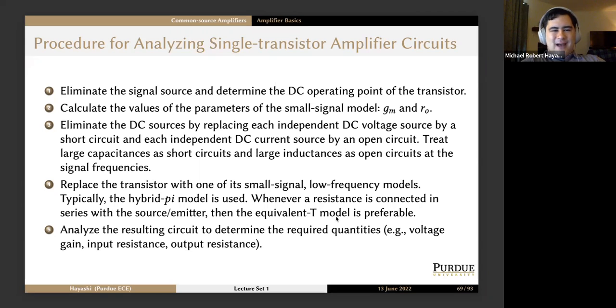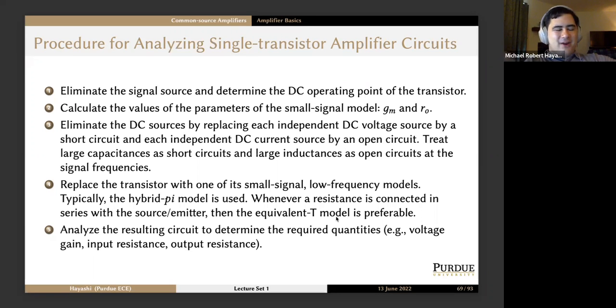Step 2 is calculate the values of the parameters of the small signal model, in this case, gm and ro. Step 3, eliminate the DC sources by replacing each independent DC voltage source by a short circuit and each independent DC current source by an open circuit. Now we have 2 more sub-steps as well, so 4 sub-steps in total.